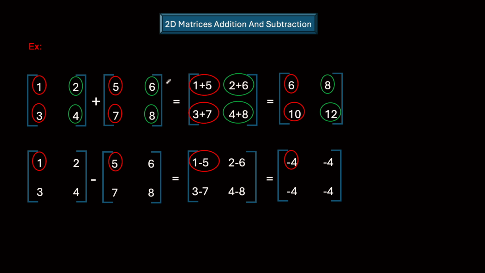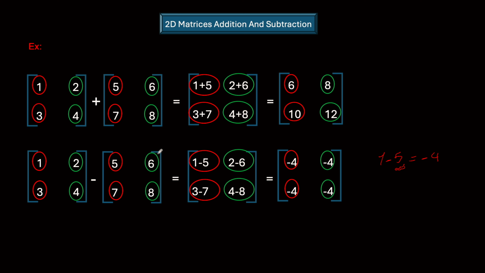And here 1 minus 5 is minus 4. We just have to keep in mind that for 1 minus 5, we look at the biggest number. Which one is biggest? It is 5, right? So we take the sign of 5, it is minus, and 5 minus 1 is 4. That's why we get minus 4. Then 2 minus 6 is equal to minus 4. 3 minus 7 is equal to minus 4. 4 minus 8 is equal to minus 4.